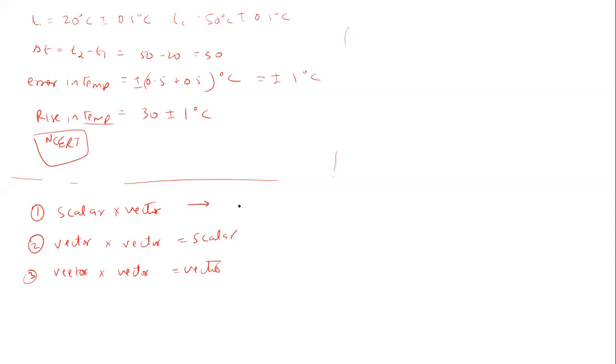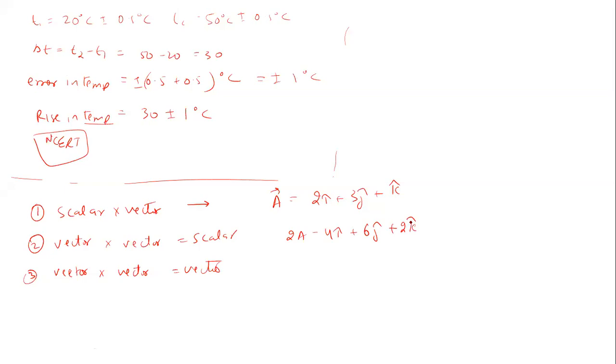The first is very easy. Like if I say vector a is equal to 2i cap plus 3j cap plus k cap, and we have to find 2a, it would be simply multiplying 2 with each number, that is 4i cap plus 6j cap plus 2k cap. That is the first type of multiplication. Directly you multiply with the scalar quantity.